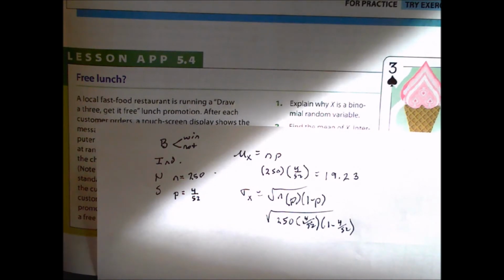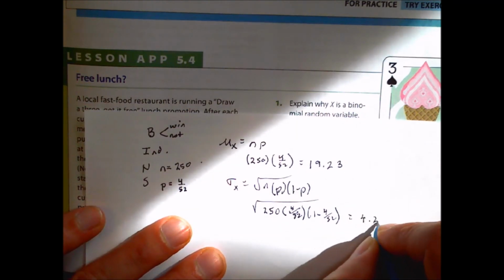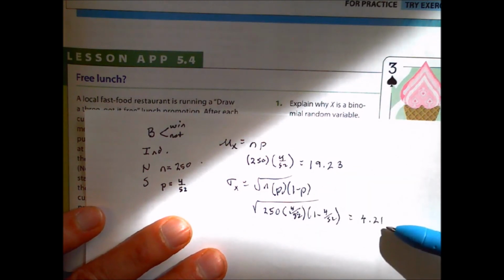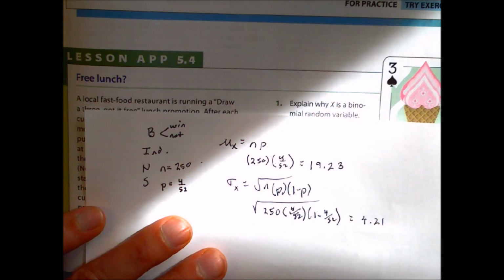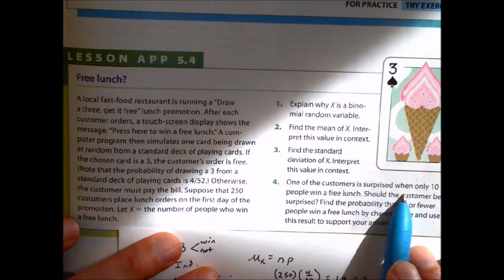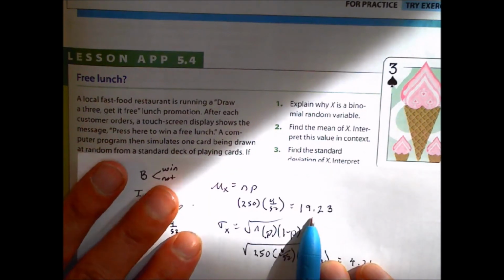And if I find that answer, I'll type it in here. Okay, I get an answer of 4.21. So this is my mean. This is typically how much it differs from that mean. Okay, one of the customers is surprised when only 10 people win a free lunch. So we would expect 19, only 10 people.